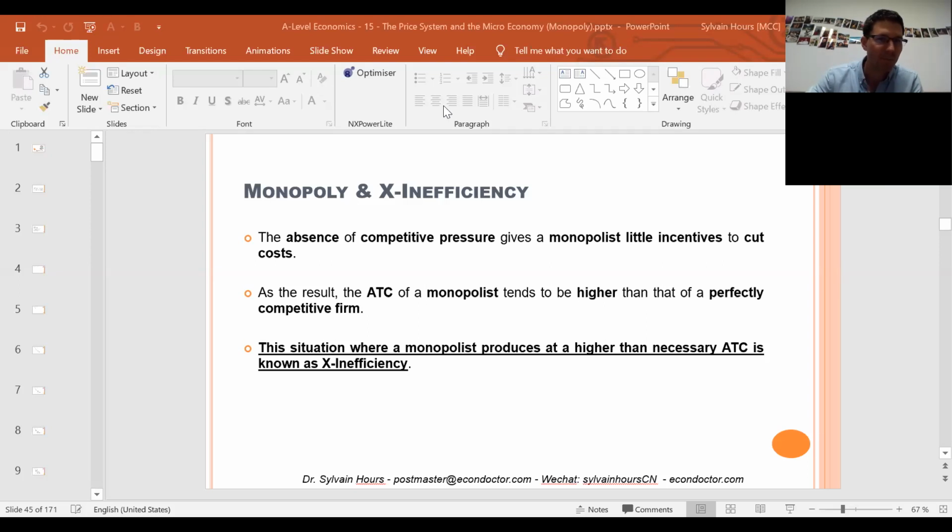Can you just let me know if you can see me, if you can hear me, and if you can see the PPT? You should see a slide that is entitled Monopoly and X-INEFFICIENCY. Okay, good.